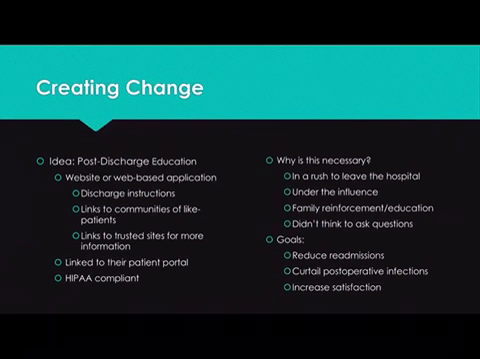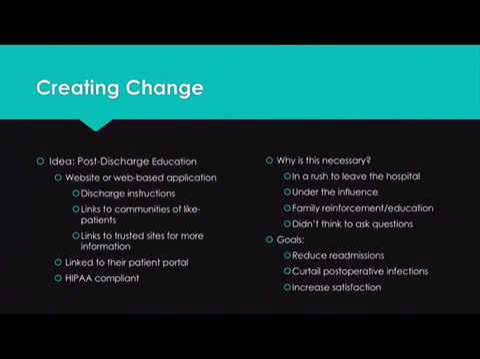Why do I feel that this is necessary? When patients are being discharged from the hospital, they're handed a packet and a nurse goes over the information with their conditions. Even during the hospital stay, they can't possibly absorb that information completely. They're in a rush to leave the hospital. They're under the influence of narcotics or anesthesia.